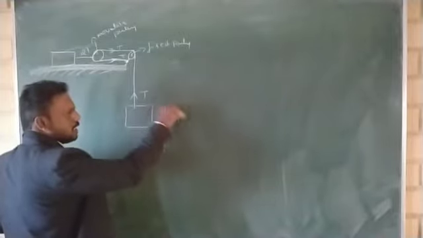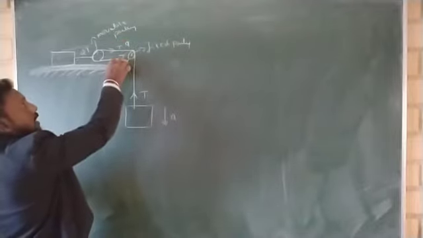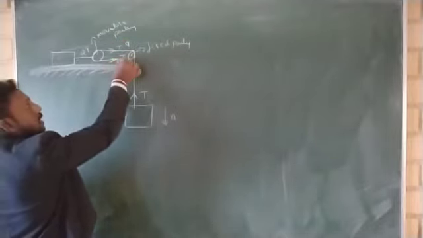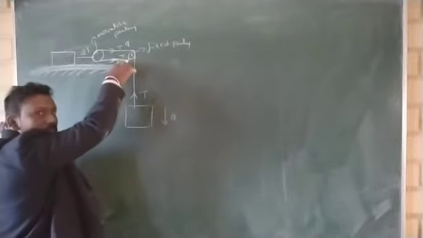Imagine this acceleration is in the downward direction, A. Acceleration is in the downward direction. Okay. And what is the acceleration of this spring? A is equal to 0 because this end is fixed. This is A and this one is 0.